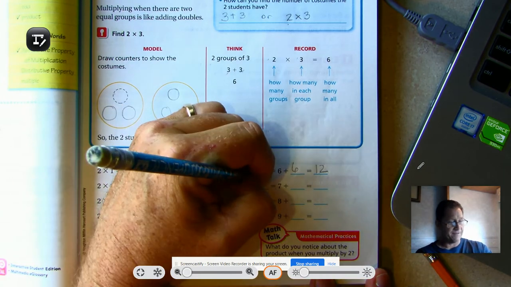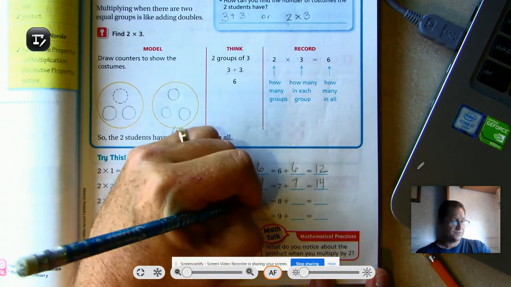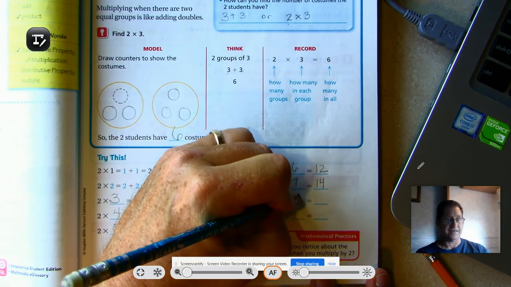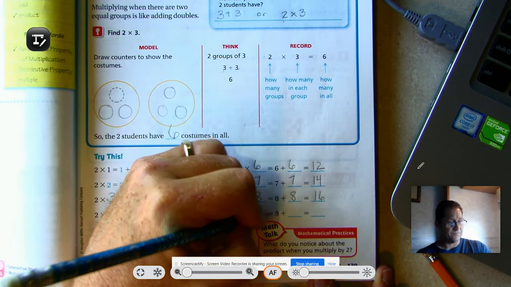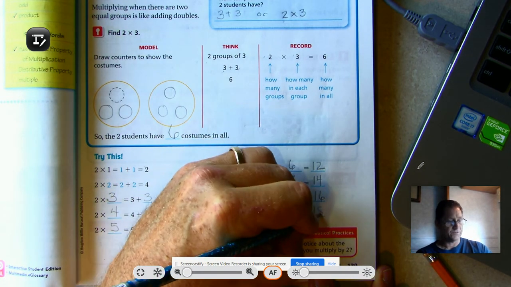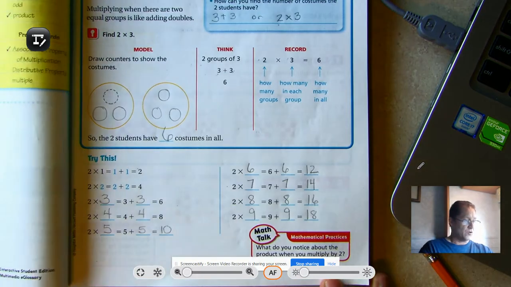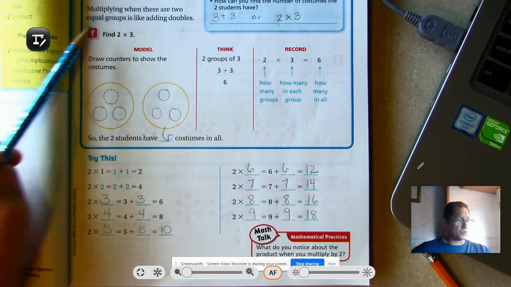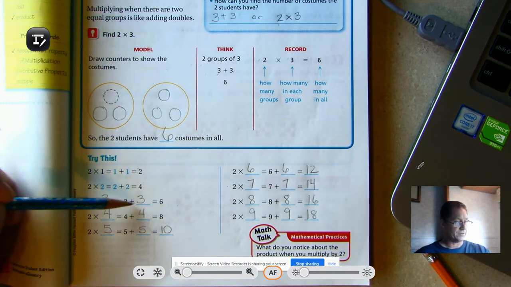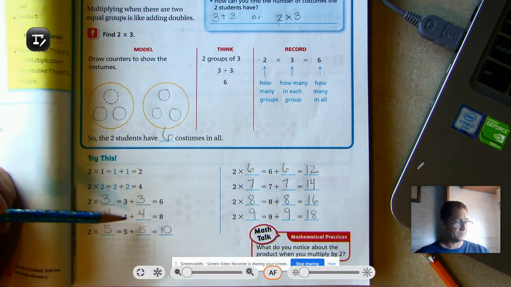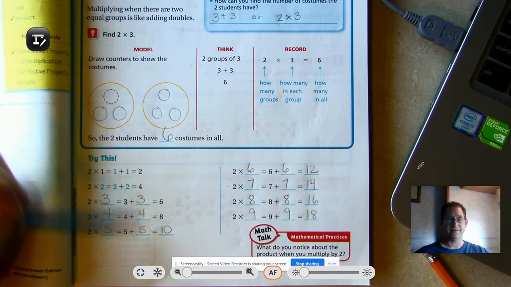2 times 7 is next, is 7 plus 7, 14. 2 times 8 is the same as 8 plus 8, which is 16. And 2 times 9, which is 9 plus 9, which equals 18. So this idea that multiplying when there are 2 equal groups is like adding doubles. So what are we doing? 2 times 3, 3 plus 3. 2 times 4, 4 plus 4. 2 times 5, 5 plus 5. So we're just doubling the other factor.